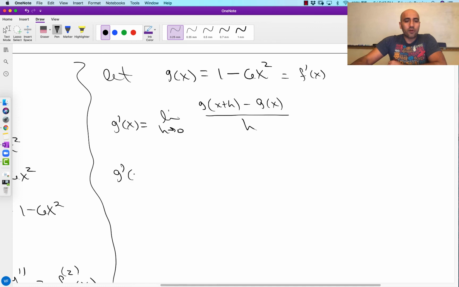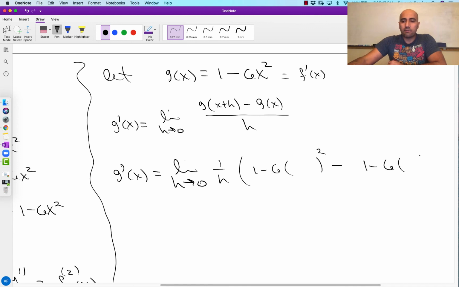So now g prime of x is equal to the limit as h goes to 0 of 1 over h times g of x plus h. So it's going to be 1 minus 6 blank squared minus 1 minus 6 blank squared. And let's make sure that this function is minus that function. And all of that gets multiplied by 1 over h. So for the first function, it's x plus h. That's what goes right in here. And for the second one, an x goes in there. So we get that this is x plus h in there, and this is just x.